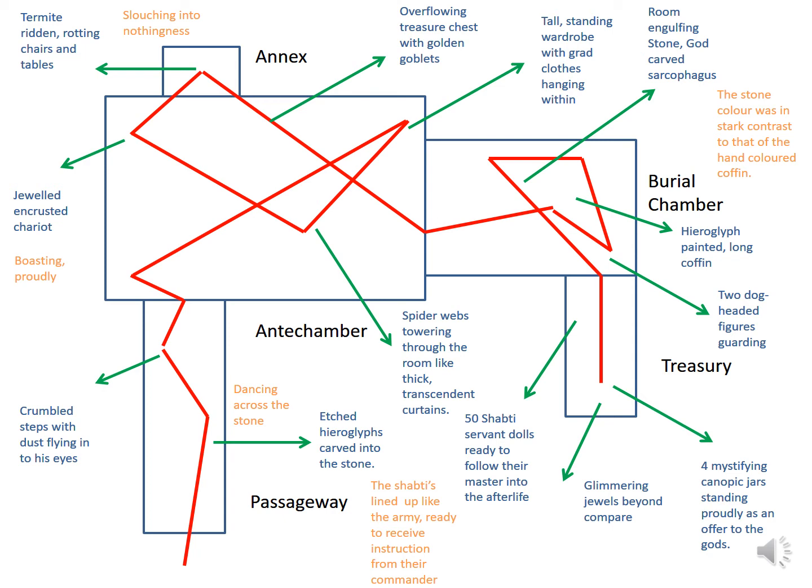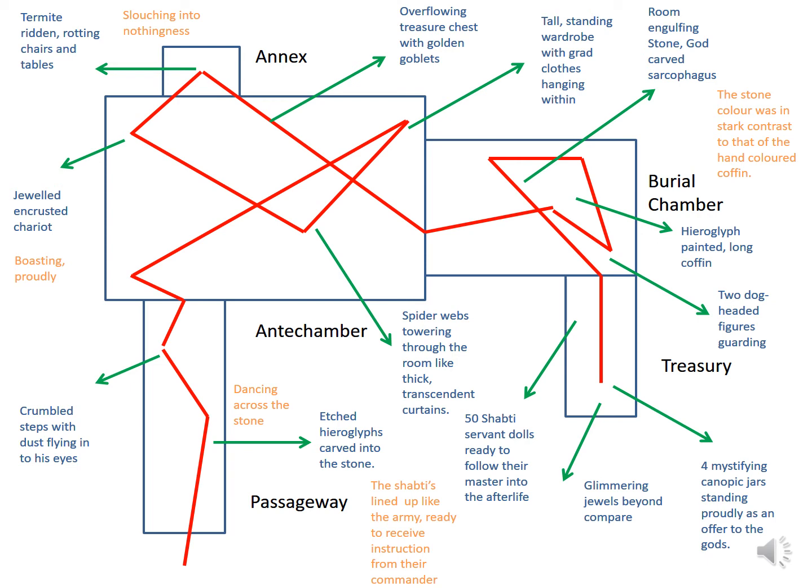more detail. So the Shabtis lined up like the army, ready to receive instruction from their commander. Now that one is figurative language of personification, and it's also a simile. Shabtis aren't human, so they can't be physically lined up like an army because they're not human. And obviously I've used the word like, so that is my simile. Ready to receive instruction, well, they can't hear anything, so that's my personification. I've talked about the different contrasting colours using some high-level vocabulary.